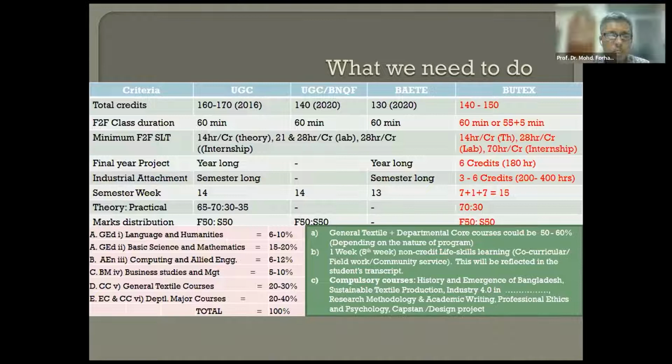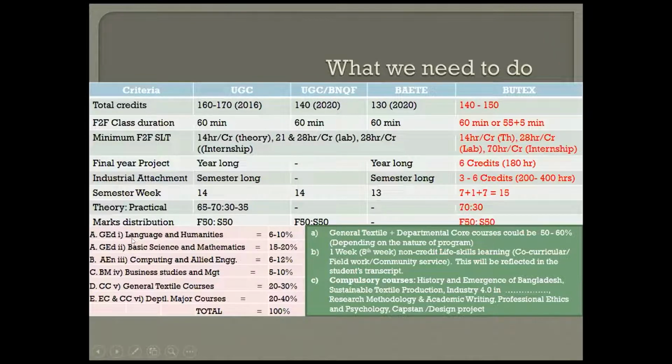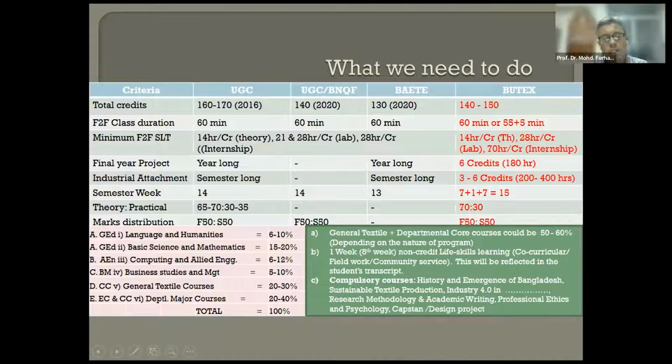Okay, just 1 minute. Another thing is that we wanted to cover the different branches of courses. That means GED, General Education, Language and Humanities, we kept it 6 to 10%. And basic science and mathematics, 15 to 20%. Computing and allied engineering, 6 to 12%. Business studies and management, 5 to 10%.